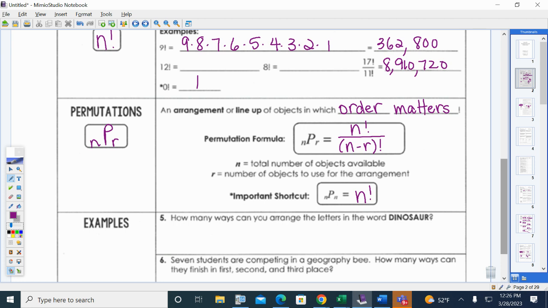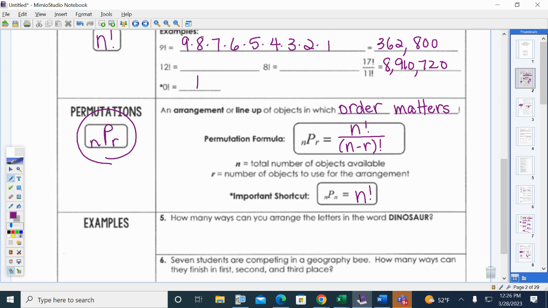The N represents the total number of objects available, so how many I'm picking from. And R is the number of objects to use for the arrangement. Again, the permutation of N objects choosing R is how we say that. And the calculator is going to do all that for you. But you have to know the N is the total number of objects that are available to choose from, and R is the number of objects that you're going to choose or arrange.